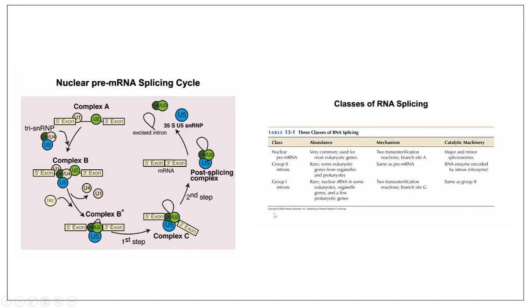Yeah, so you see over here that this is your intronic region, this is exon, and this is exon. Now this is the 5 prime region, this is the 3 prime region. There are some small nuclear ribonucleoproteins, snRNPs, such as U1, U2, U5, U6. These are all snRNPs, which are required for the splicing machinery, for the splicing events to take place.